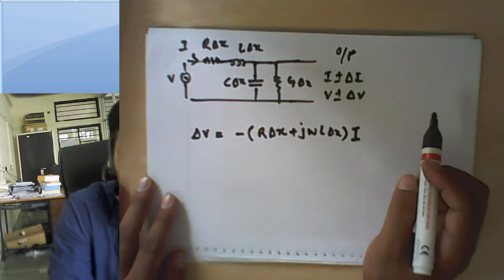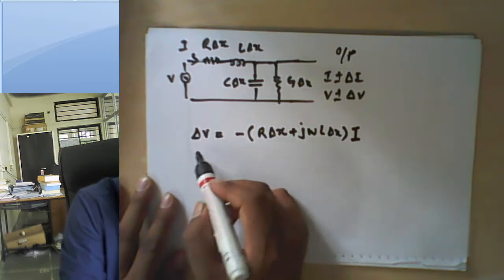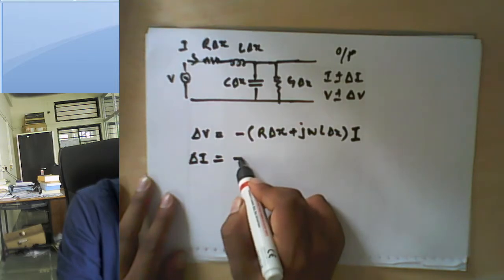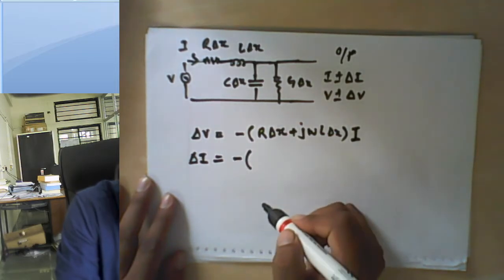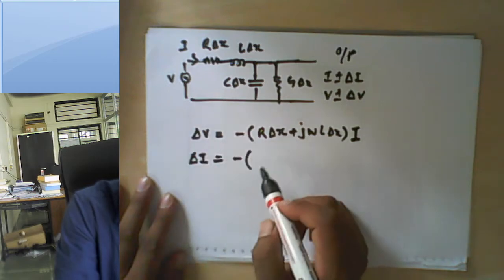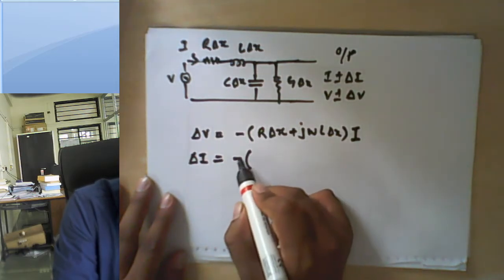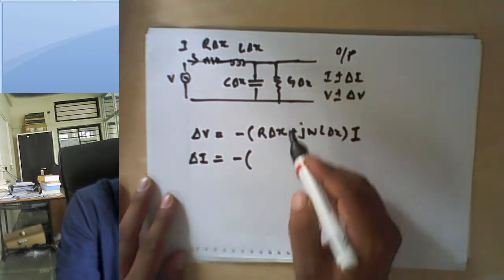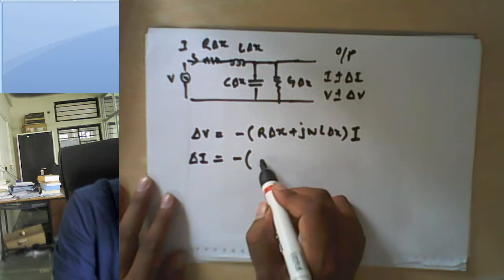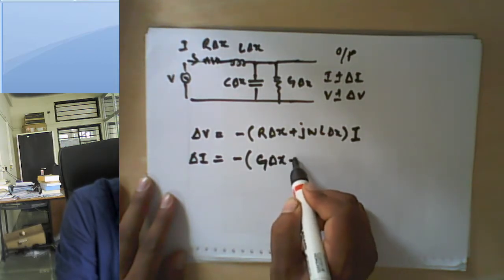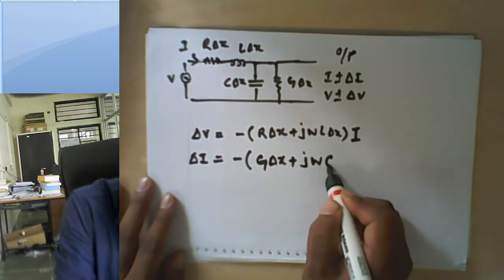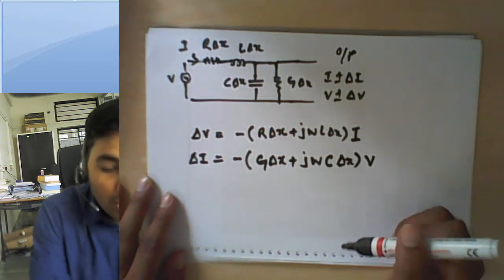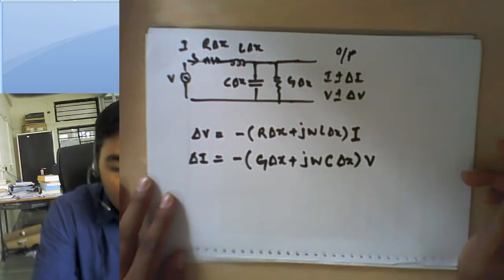Multiply by current I. So this will be the voltage, and similarly we can write the change in voltage, that is delta I. Once again this will be minus because it will be lesser than the actual amount. So delta, this is minus. Now the current drop will be across C and G. So this will be (G delta X plus j omega C delta X) multiplied by V. So these are the voltage and current equations.